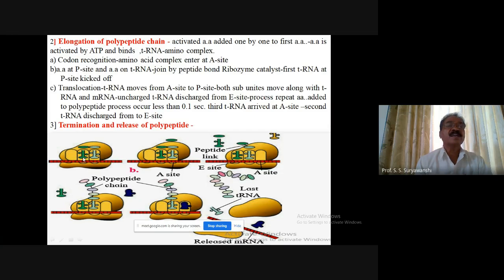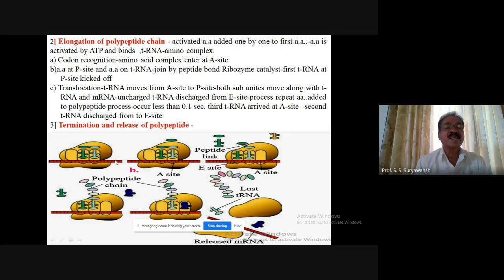Now this vacant tRNA goes out. Then translocation: the tRNA moves from the A site to the P site. Translocation means the movement of this whole structure along with the ribosome. So the tRNA moves from the A site to the P site. Both subunits move along in this direction, along with the tRNA and mRNA, and in this direction it goes.